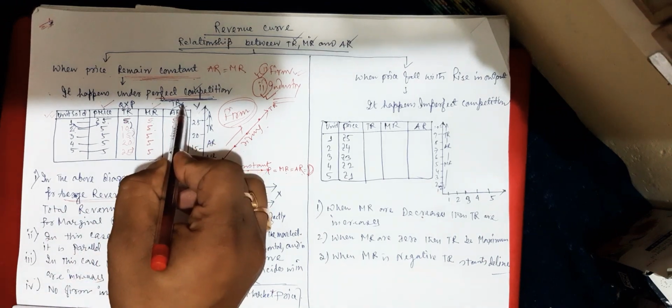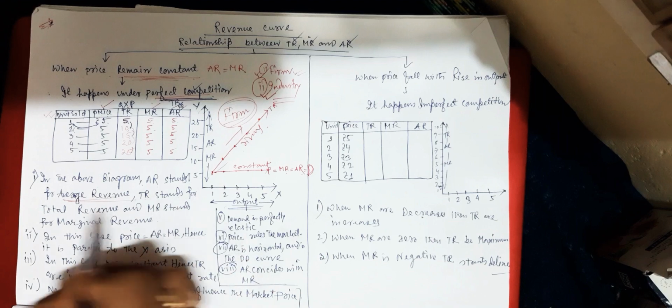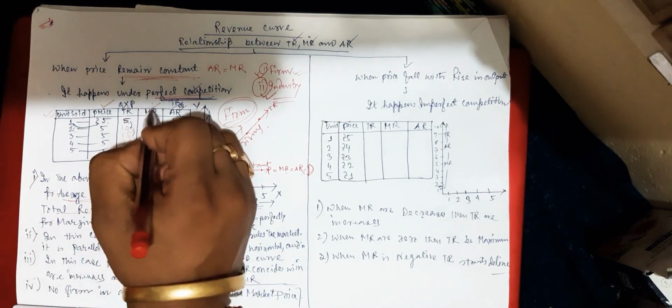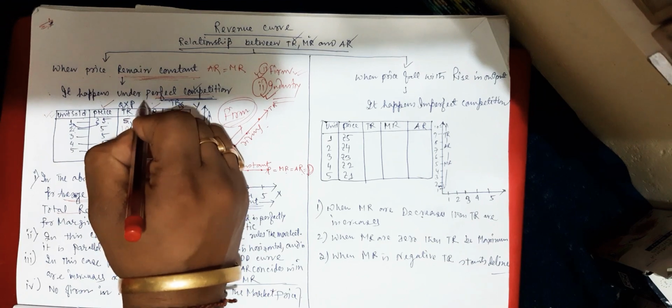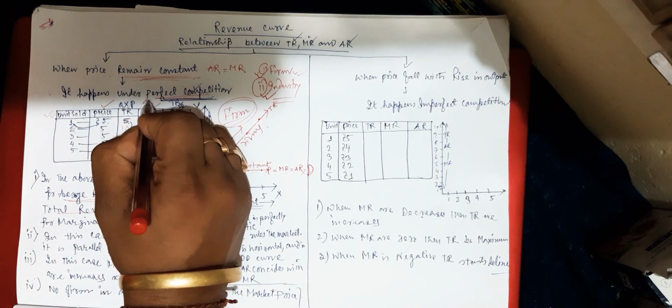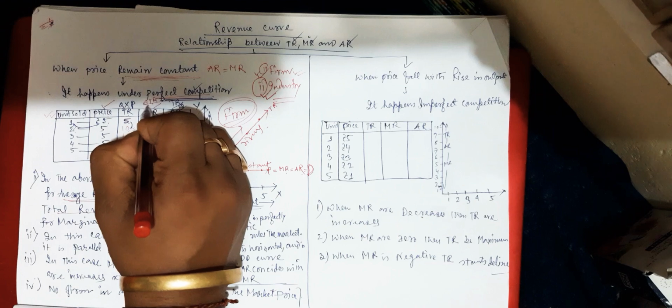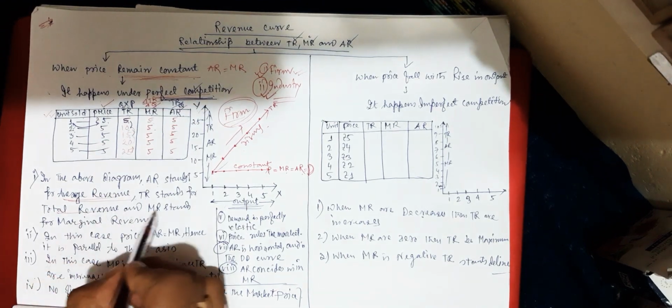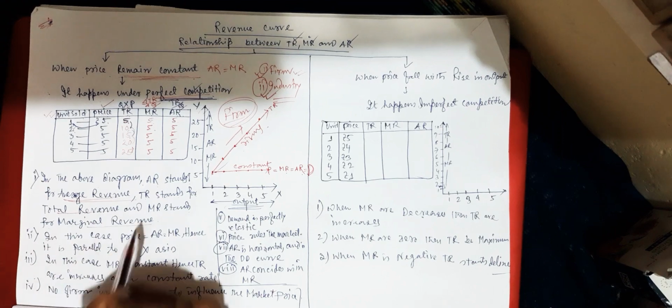I have given the formula over here. TR stands for total revenue. It is also given over here, with the formula also. I have not written the formula of MR: change in TR divided by change in quantity. So this is the formula of MR, and MR stands for marginal revenue.